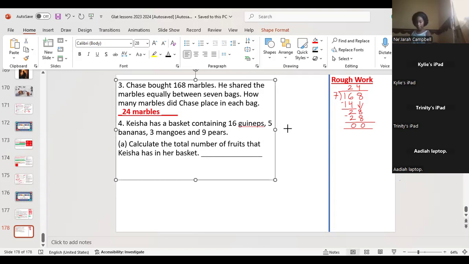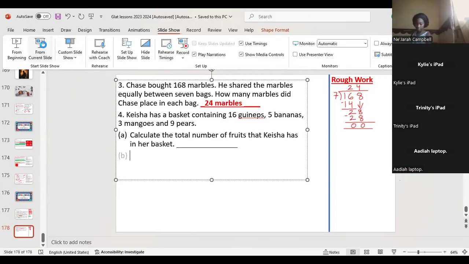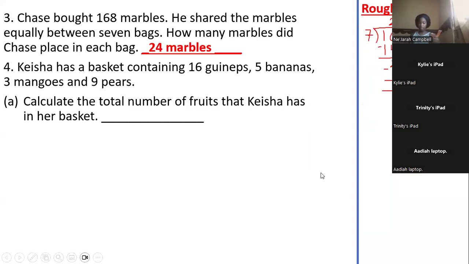Calculate the total number of fruits that she has in her basket. That one is easy, right? What is the total number of fruits that you have in a basket? How are we gonna do that? By adding. By adding, very good. So we add, so we have what?